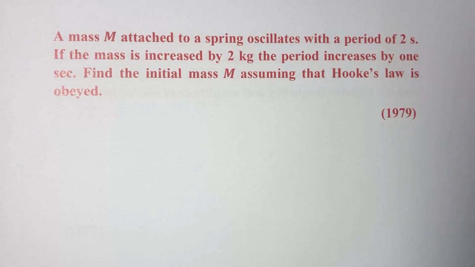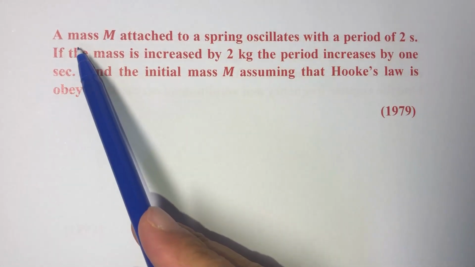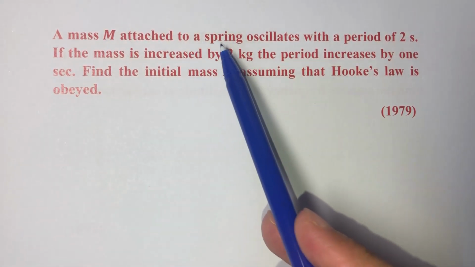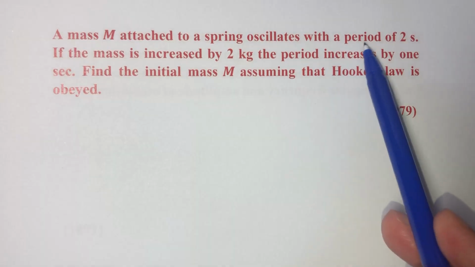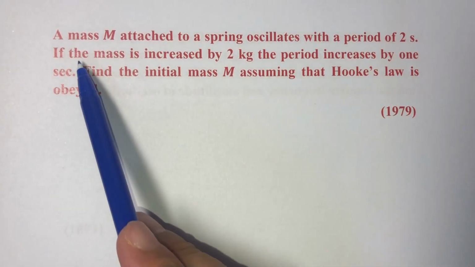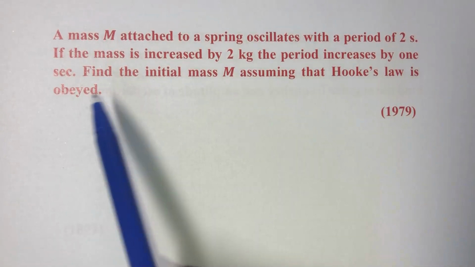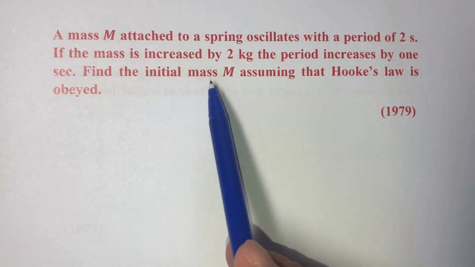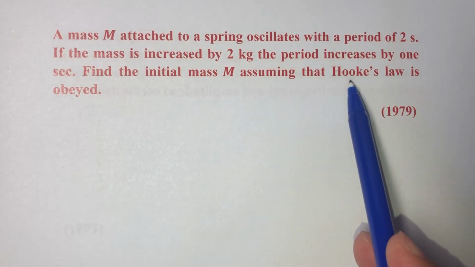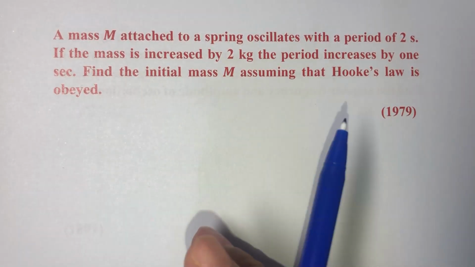Hello friends, today's question: a mass m attached to a spring oscillates with a time period of 2 seconds. If the mass is increased by 2 kg, the period increases by 1 second. Find the initial mass m, assuming that Hooke's law is obeyed.